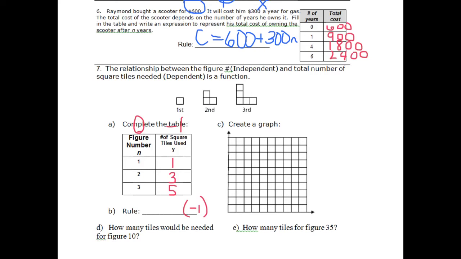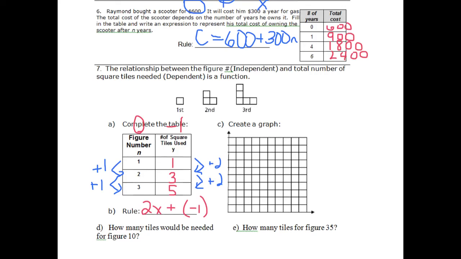Okay, then we have to look at our rate of change. We just figured out that in this table, the y is changing by +2, and our x is changing by +1. So when we put the change in y over the change in x, 2 over 1, that's 2. So we've got 2x plus our starting point of -1. So 2x plus -1.